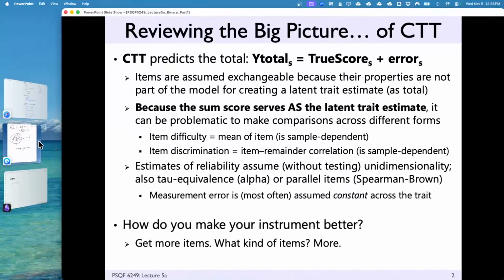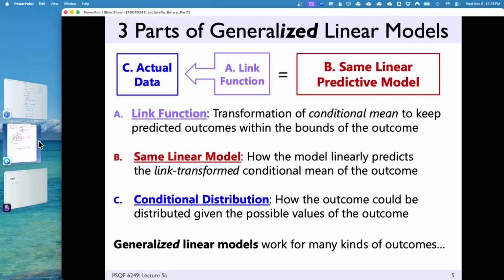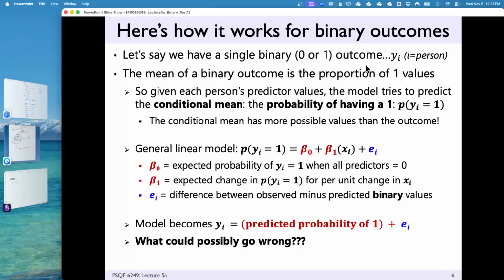Questions on anything that I just showed? All right. So that's this right here. The actual data, link function. This is what I call theory over there.